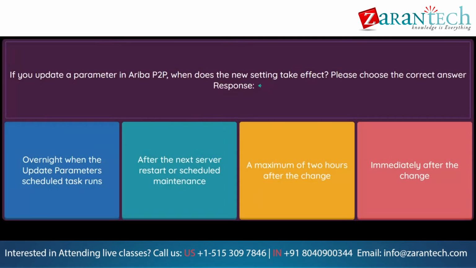Question: If you update a parameter in Ariba P2P, when does the new setting take effect? Please choose the correct answer. Response: Option 1 Overnight, when the update parameter's scheduled task runs. Option 2 After the next server restart or scheduled maintenance. Option 3 A maximum of 2 hours after the change. Option 4 Immediately after the change.